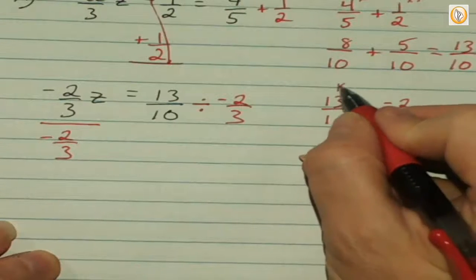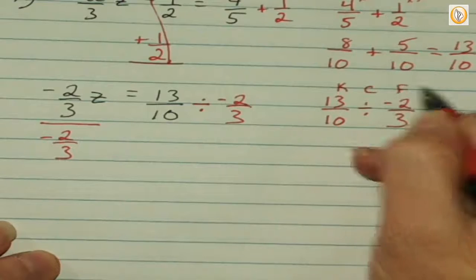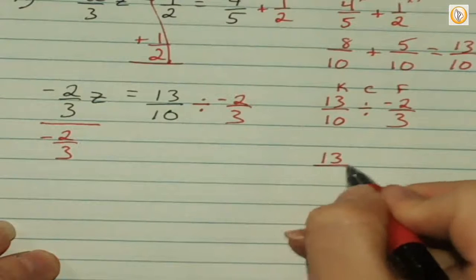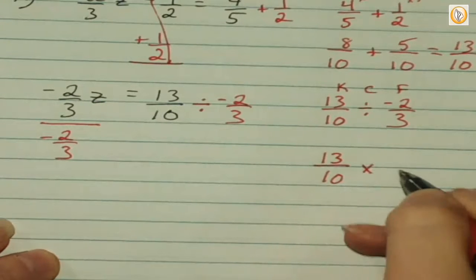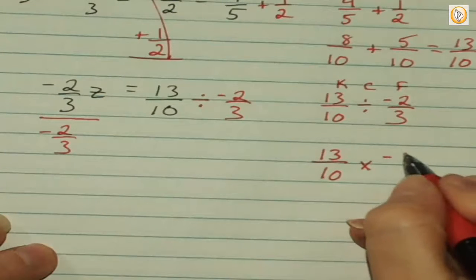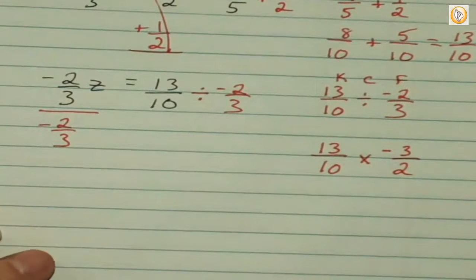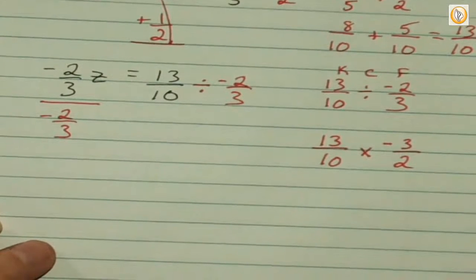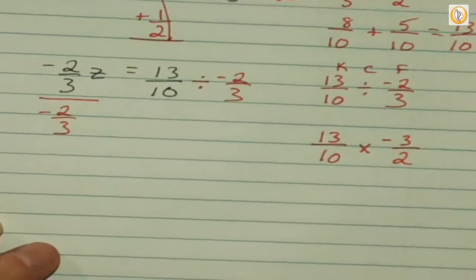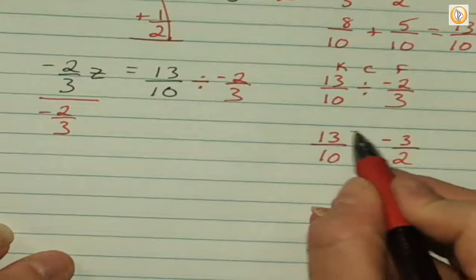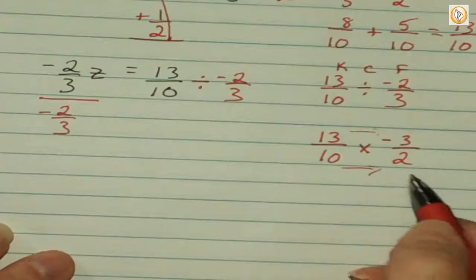Thank you, Michaela. Keep, change, flip. So I have 13 over 10 times negative 3/2. Can I do any cancellation, Michaela? No, Miss Rogers. Correct. So now all you do is multiply across.